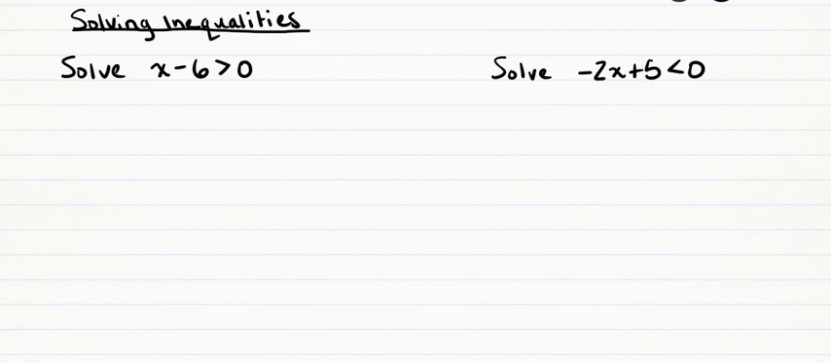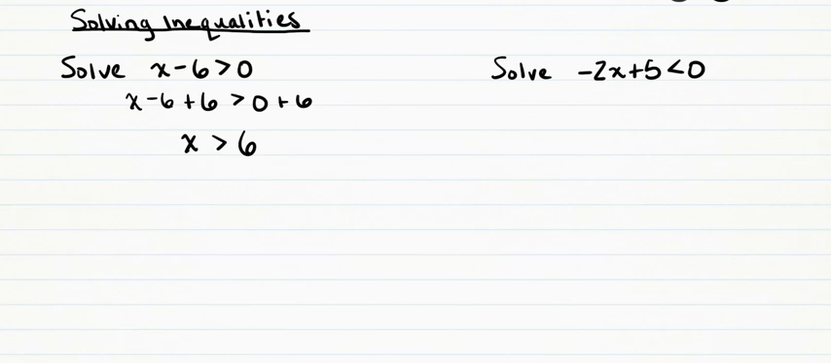So when we solve linear inequalities, we can use the same kind of opposite operations that we would normally use for solving linear equations. So here, for example, I have x minus 6 on the left side. I can add 6 to both sides of this inequality to get x minus 6 plus 6 on the left, and then 0 plus 6 on the right. And on the left, negative 6 plus 6 gives me 0, so I'm left with just x. And on the right, I have 0 plus 6, which is 6. So my solution to this inequality is x is greater than 6.